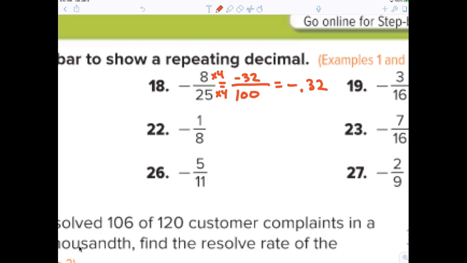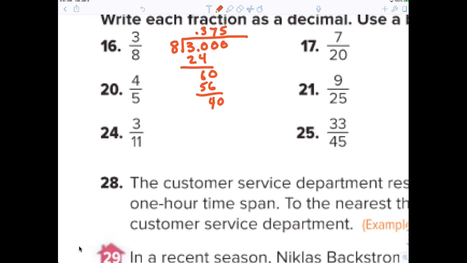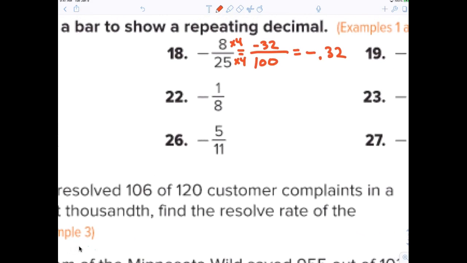All right, is everybody happy with that? All right, let's check out 20. Oh, 20 is an easy one. 4/5 is what? Good. How did you get that? There you go. Thank you for that information. 0.8. That's how you should be doing it. Is everybody okay with that? Oh, that's not too bad. Okay, let's check out 22. Ugh. 1/8 again. Let's divide it out, guys. Divide it out.